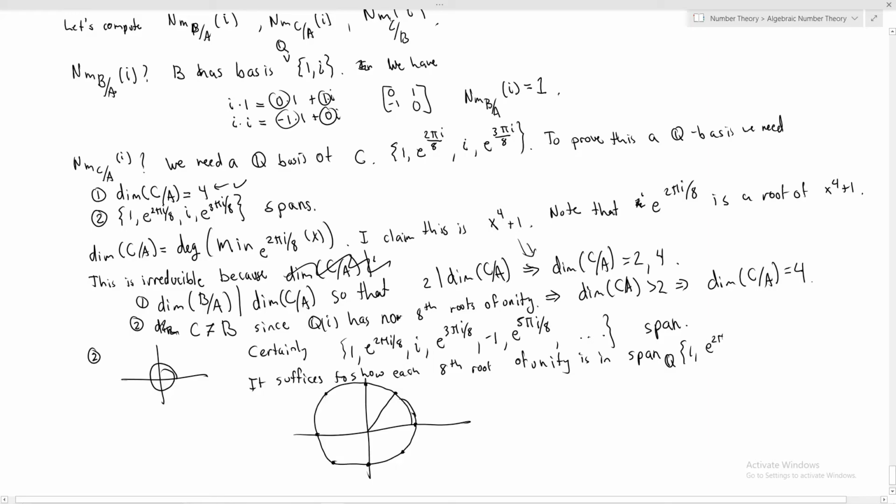1, e to the 2 pi i over 8, i, e to the 3 pi i over 8. However, the guys I've got picked out for this basis look like this point, this point, this point, and that point. And notice that the opposite points here, the other eighth roots of unity, are all opposite to one of my red points. And to get the opposite point, I just have to take the negative.